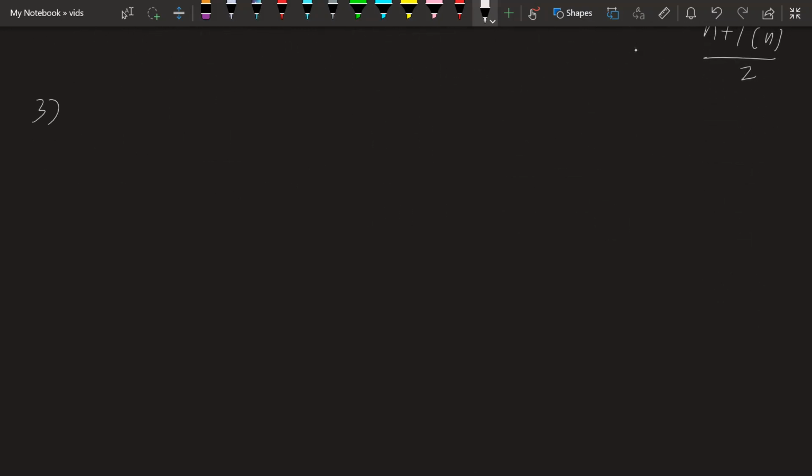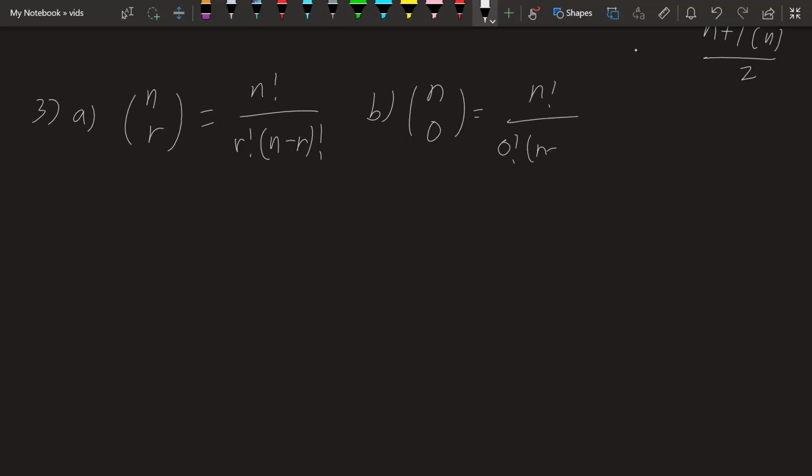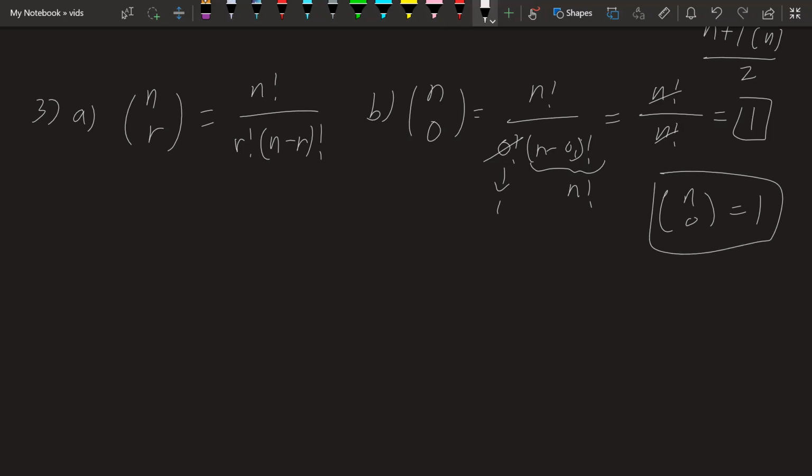Right, so let's go to number 3. I'm being a bit quick with this because this is just combinations, so it shouldn't take that long. By definition, it is n factorial over r factorial multiplied by n minus r factorial. B is the combination n from 0: n factorial over 0 factorial multiplied by n minus 0 factorial. The factorial is outside the parentheses, that was just a mistake. There we go. 0 factorial is 1, and this is just n factorial. Then they cancel out and you get 1. That means any variable combination 0 is always equal to 1.